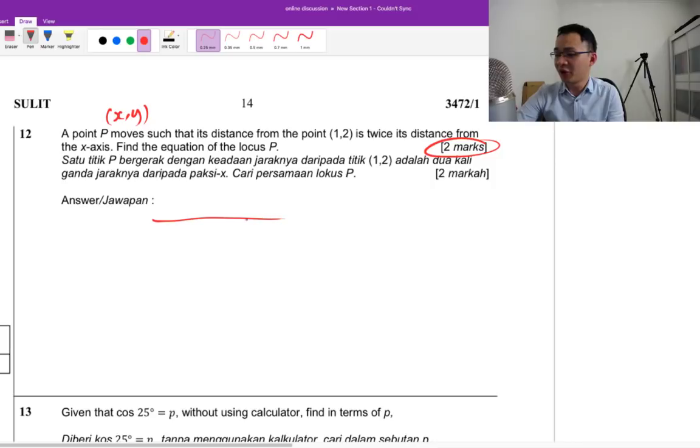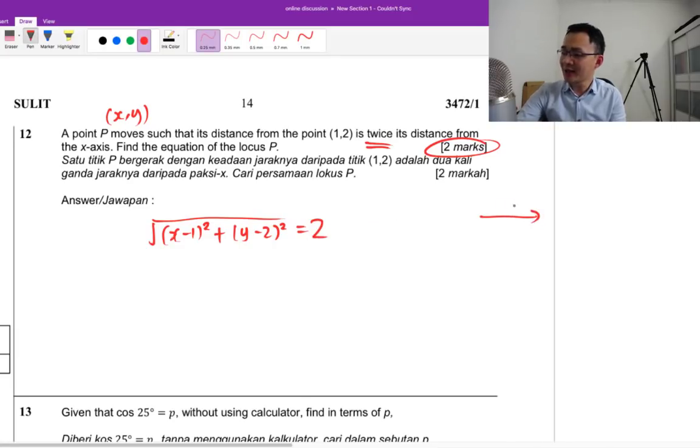So I will use the distance formula, because locus is just a distance formula. Then I will use (x minus 1) squared plus (y minus 2) squared, equals twice. Twice, I will write a double here.